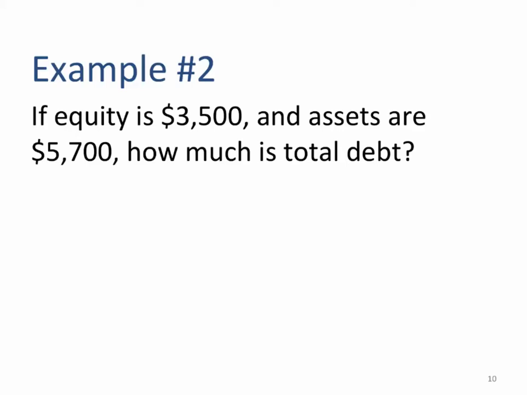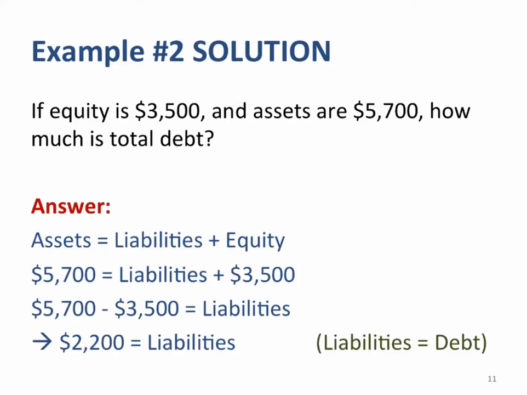If equity is 3,500 and assets are 5,700, how much is total debt? Okay. So yes, 2,200. Good answer.